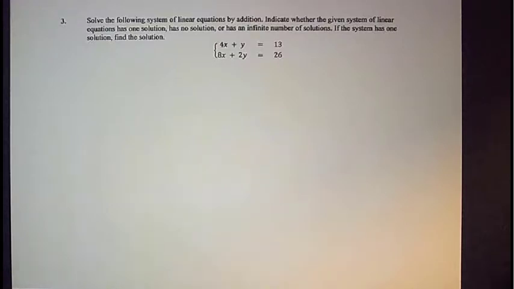Okay, so I have my next example. I have 4x plus y equals 13 and 8x plus 2y equals 26. Notice that this one's already set up properly. My x's and y's are both on the left-hand side. My constant is on the right-hand side. So I can go directly to choosing a variable to eliminate.